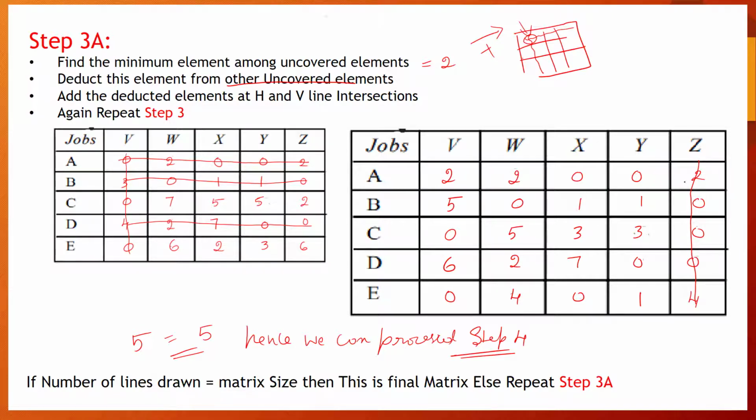And then here also same, we'll draw the lines vertical. This line covers 3. So even if you draw horizontal or vertical, we will be needing 4 lines. So let me draw like this only. 1, 2, 3 and 4. Here we can see that we have covered all of them, and we have 5 lines. So the number of lines drawn is equal to the matrix size. So we will be moving on to step 4, not step 3 again. If the number is less than the matrix size, then we need to do the same process as in step 3. So let us move to step 4.